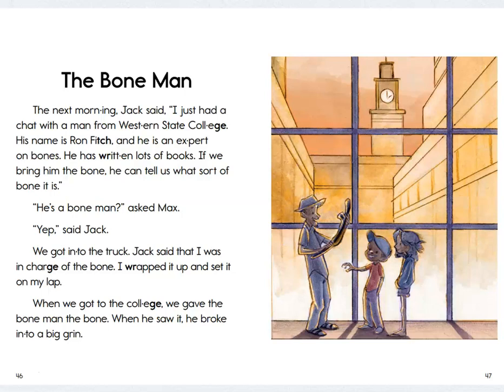The Bone Man. The next morning, Jack said, "I just had a chat with a man from Western State College. His name is Ron Fitch, and he is an expert on bones. He has written lots of books. If we bring him the bone, he can tell us what sort of bone it is." "He's a bone man?" asked Max. "Yep," said Jack. We got into the truck. Jack said that I was in charge of the bone. I wrapped it up and set it on my lap. When we got to the college, we gave the bone man the bone. When he saw it, he broke into a big grin.